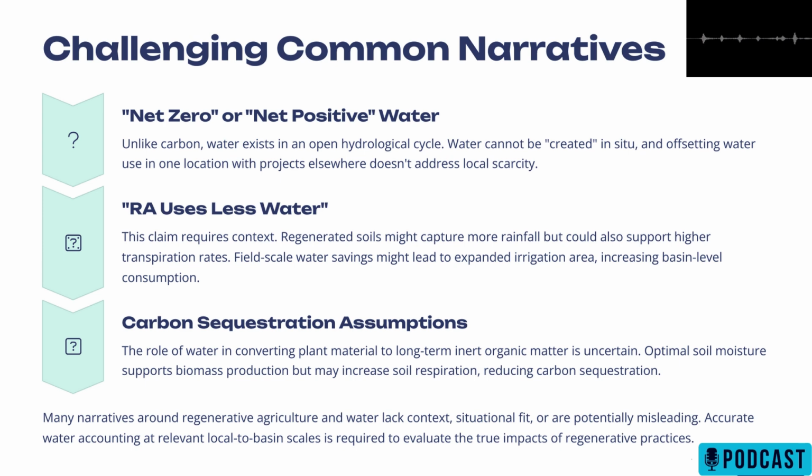Okay. The seventh pitfall asks the million-dollar question directly. Does RA use less water? Seems simple, but the answer isn't. Not simple at all. It's highly context dependent. There are arguments on both sides, as the article lays out. Argument for less. Healthier soils with better structure, better RAM and SIR, can capture and store rainfall much more effectively.